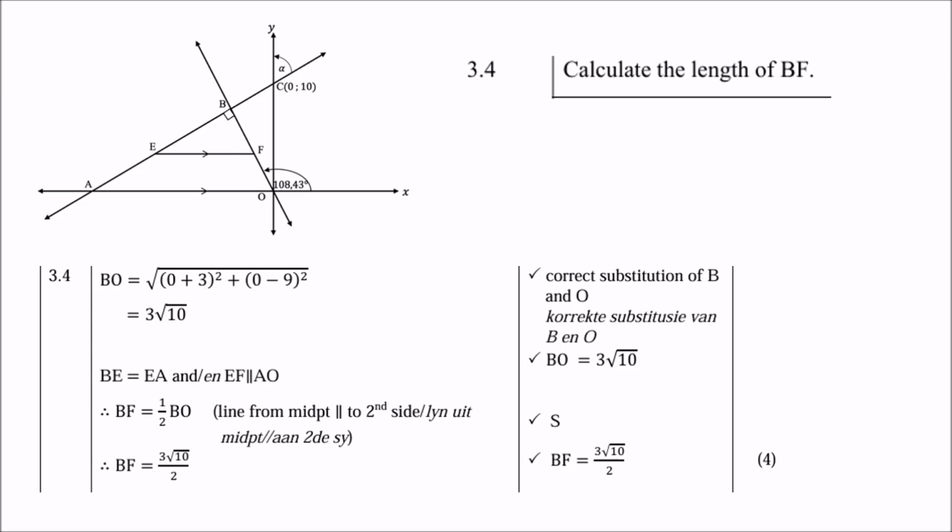So let's first, can we find the length of BO then? Yes, we're using the distance formula because we got coordinates of O, which is (0; 0), coordinates of B, we worked it out in the previous question. So then the length of BO is 3 times the square root of 10. Remember what I said earlier? That EF bisects BO. So that means if BO is 3 times the square root of 10, then of course BF is half of BO. So therefore it is 3 times square root of 10 divided by 2. And that should give you the final answer.